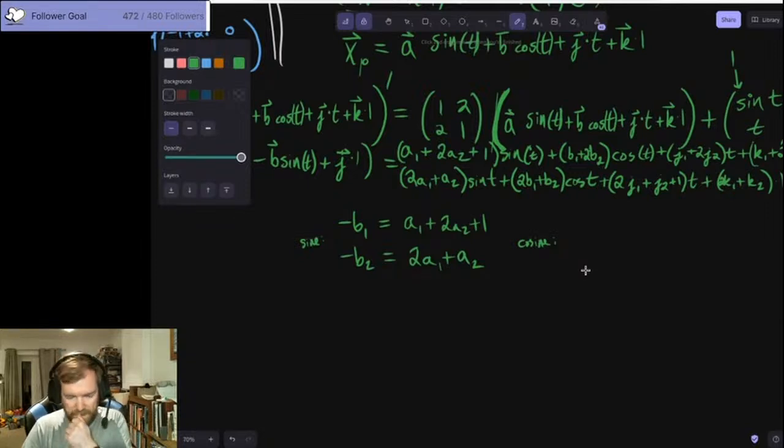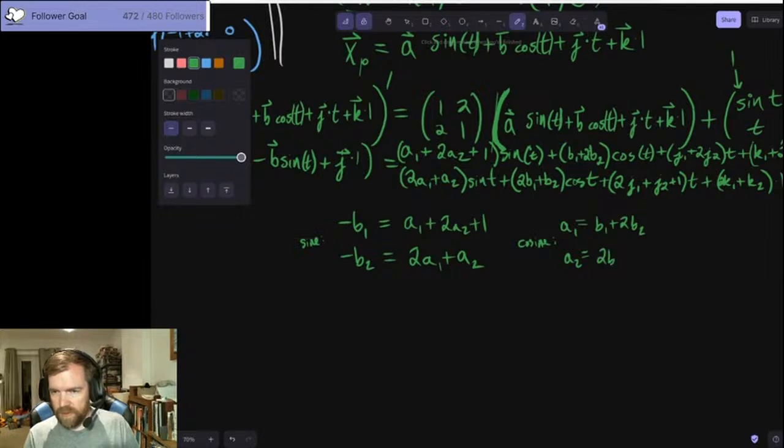Alright, we'll try and finish this. So, A1, A2 are respectively equal to cosine portion B1 plus 2B2 and cosine portion 2B1 plus B2.